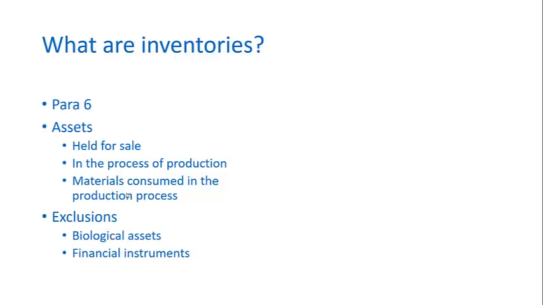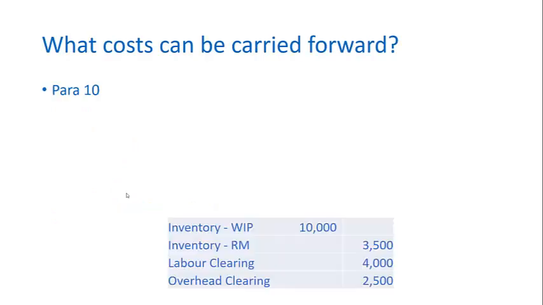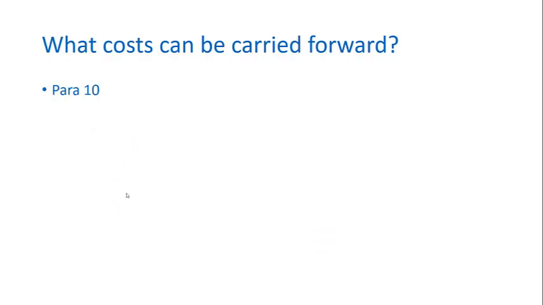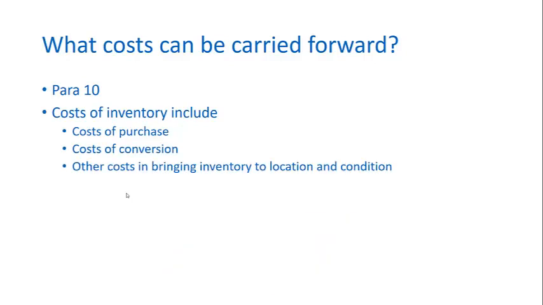Now, if this is going to be an historic cost standard, the first thing it's going to do is to establish limits on what costs can be carried forward. And this is done quite succinctly in paragraph 10, where we have a definition of the cost of inventory as including the costs of purchase, cost of conversion, and other costs in bringing the inventory to its location and condition. This is clearly setting up a class of costs.